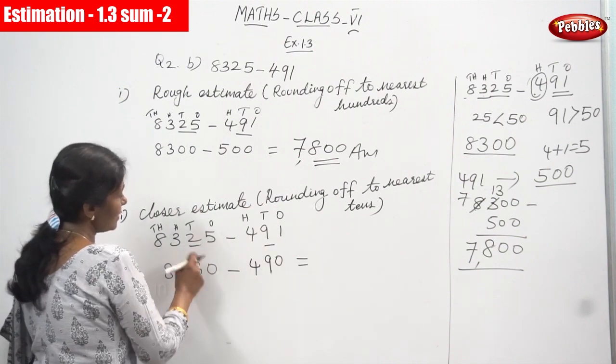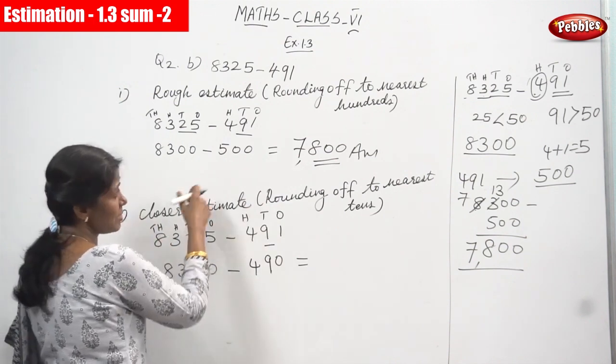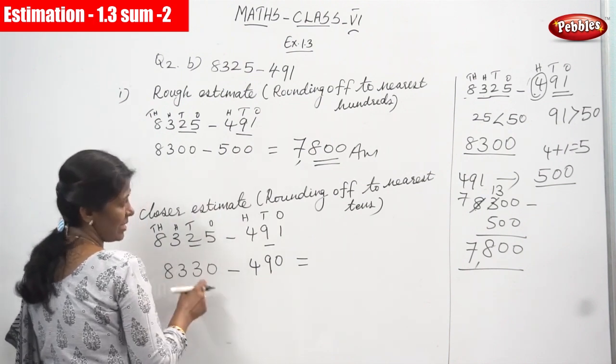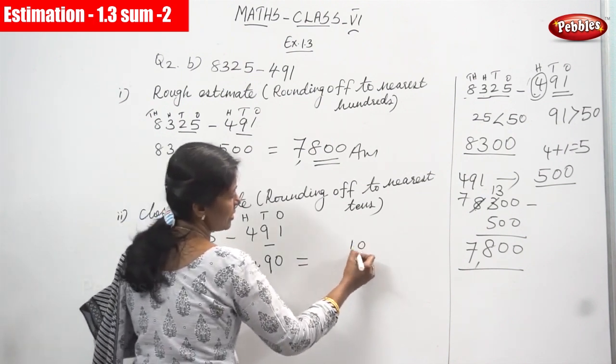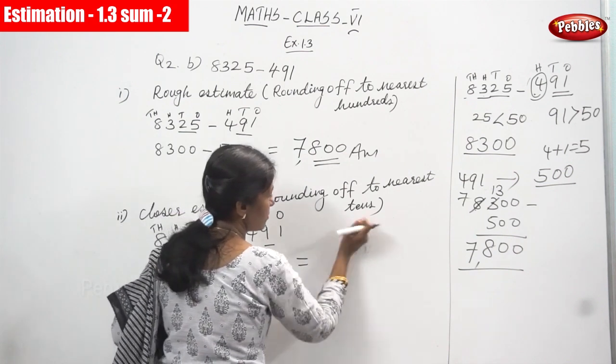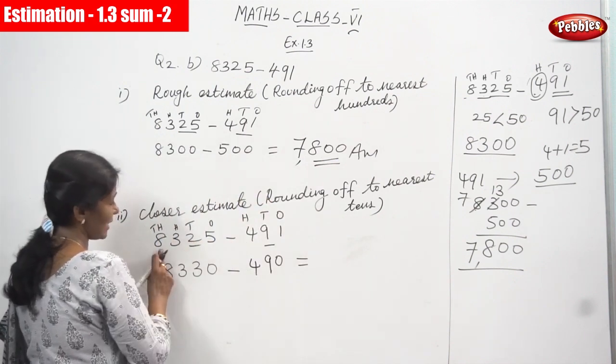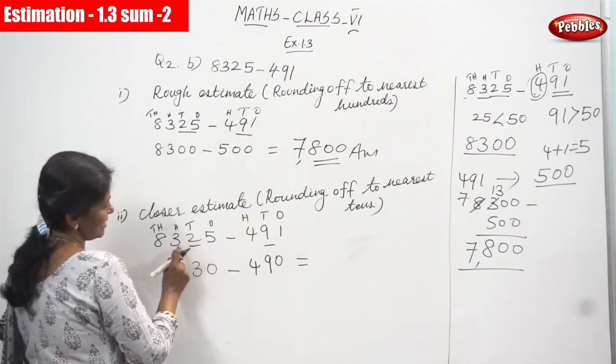Nearest 100 means the last two digits become 0, but nearest to 10 means only one 0 comes, because 10 means you have only one 0. So the last digit becomes 0. Look at this number, 8,325. Ones, tens, hundreds, thousands.